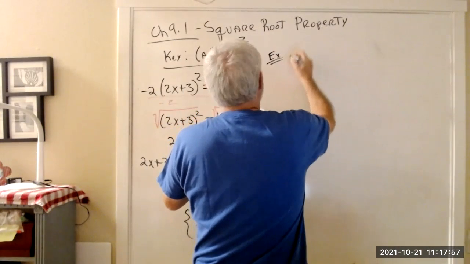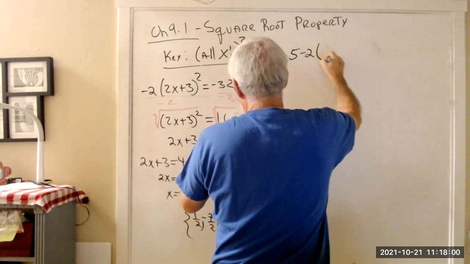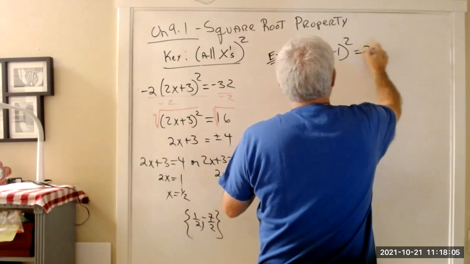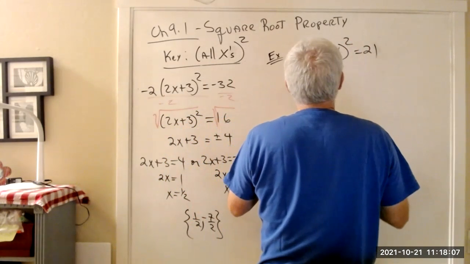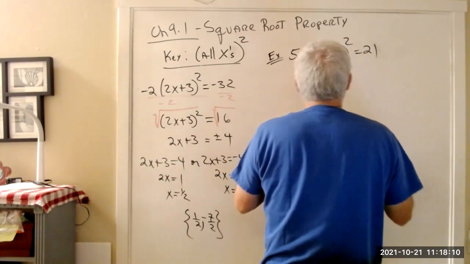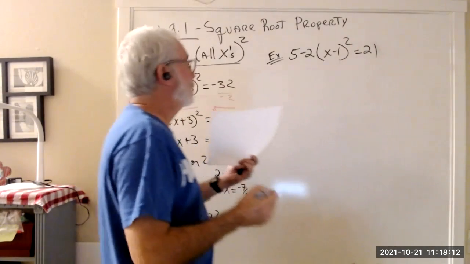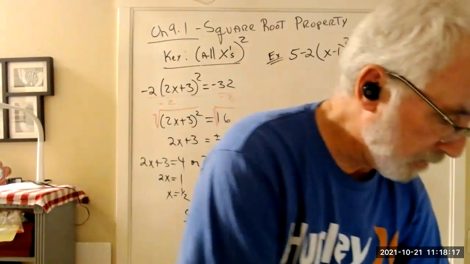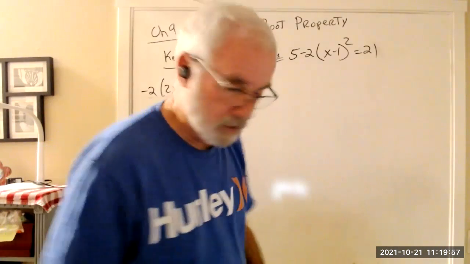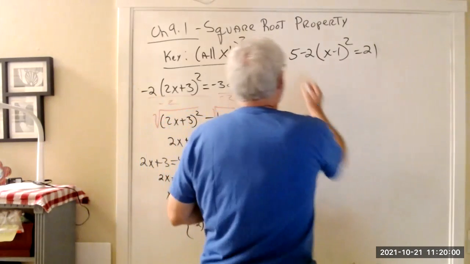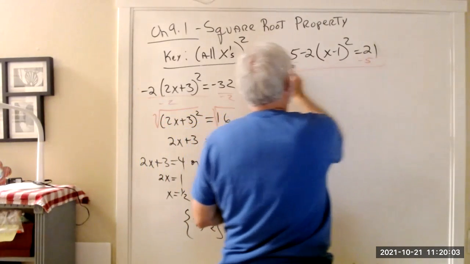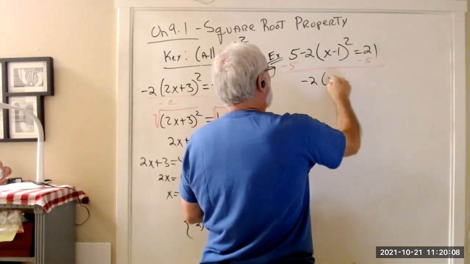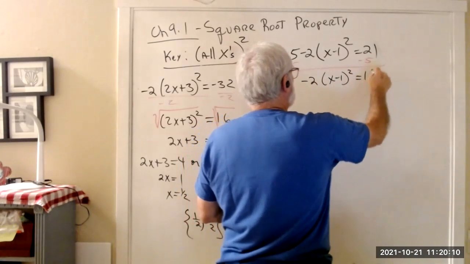A little bit tricky. 5 minus 2 times (x minus 1) squared equals 21. Yeah, that'll work fine. Okay. I'll give you a couple seconds to kind of play with it. So we take 5 away from both sides. Be careful, this leaves -2 times (x minus 1) squared equals 16.